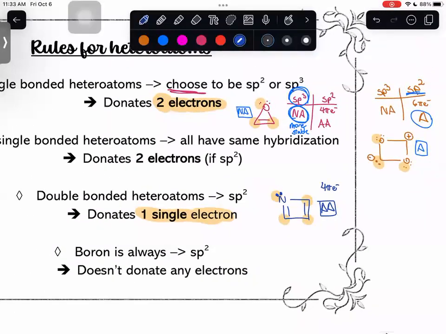Question. So far, we're good. We're seeing how everything takes into play. So the nitrogen is always sp2. Why? Because it's a double bonded heteroatom. The only choosing part is with single bonded heteroatoms, and that's it.